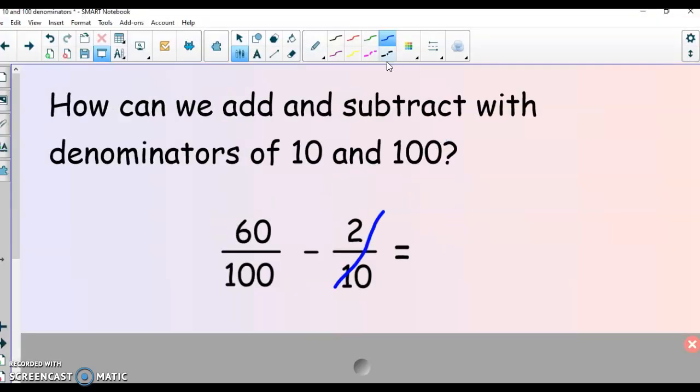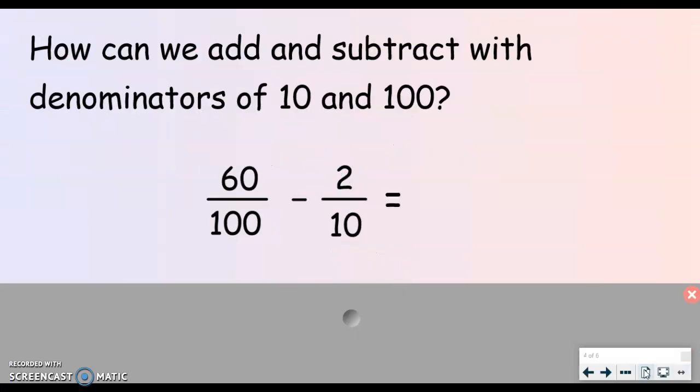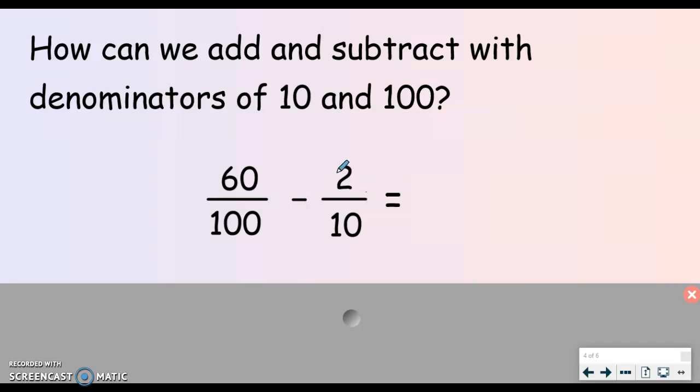Or better yet, instead of crossing that out, I'm just going to write the zeros with it. Because remember, a good trick we learned previously is that when we're multiplying numbers by 10, all we have to do is what? Add a 0 to the end. So if I do that, 2 times 10 gives me 20, and 10 times 10 gives me 100. So now I have 100 as my denominator here. My denominators match, so now I can subtract.